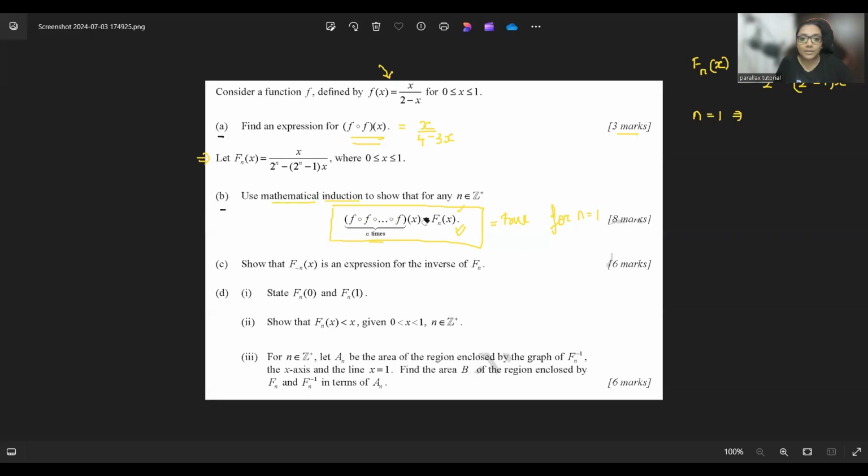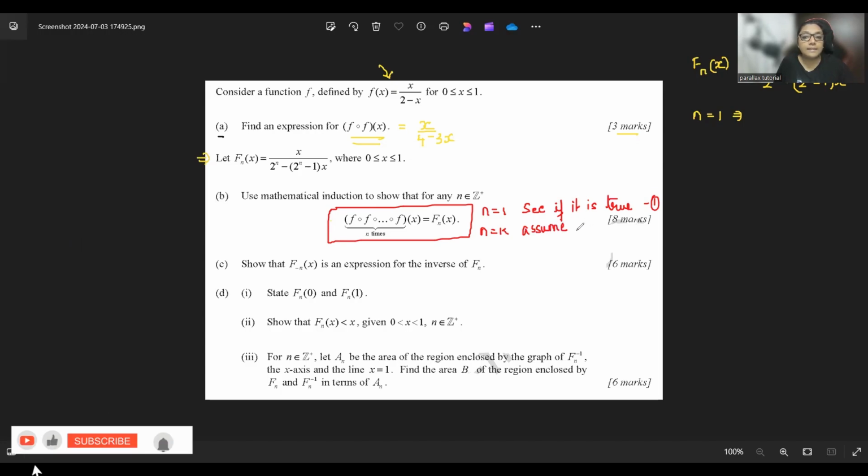Let me use a different ink over here, so that it's very clear for you all to see this. So basically, when we are talking about induction, we take n as 1 and see if it is true. Okay, that's the first step. Second step is we take n is equal to k and assume, now this is very important, assume it to be true. That's the second step. Third step is we take n as k plus 1 and again we check if it is true.